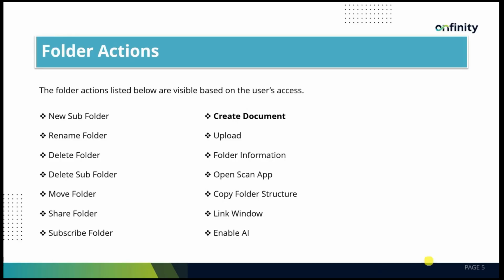Folder actions. These are the list of folder actions available in DMS. First, new subfolder. Next, rename folder. Next, delete folder. Next, delete subfolder. Next, move folder. Next, share folder. Next, subscribe folder. Next, create document. Next, upload. Next, folder information. Next, open scan app. Next, copy folder structure. Next, link window. Next, enable AI.